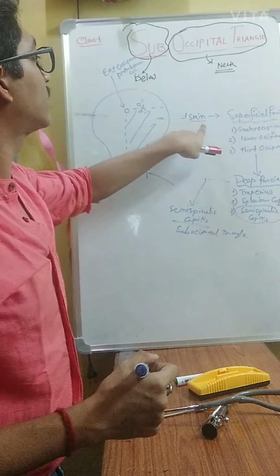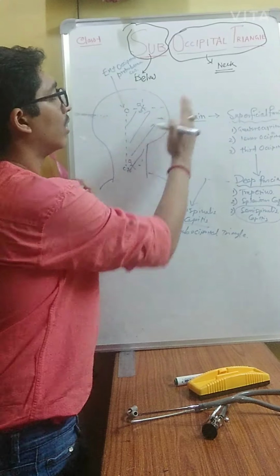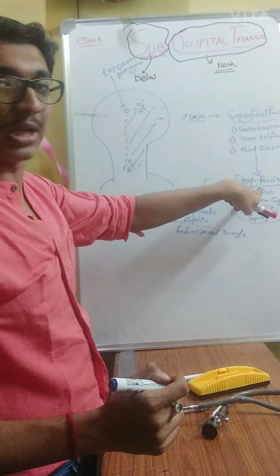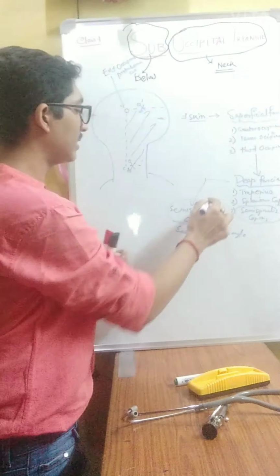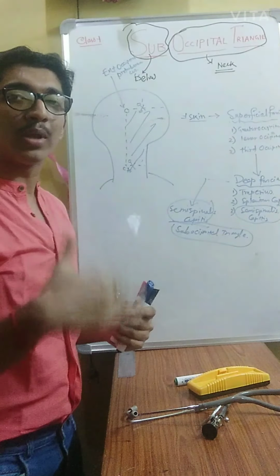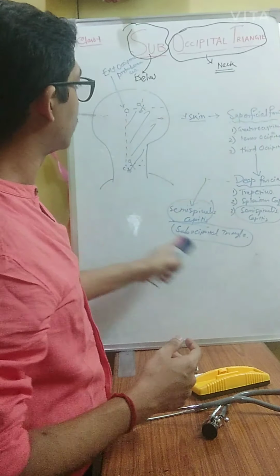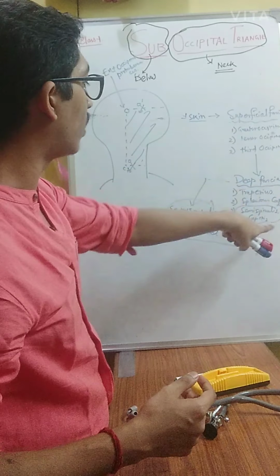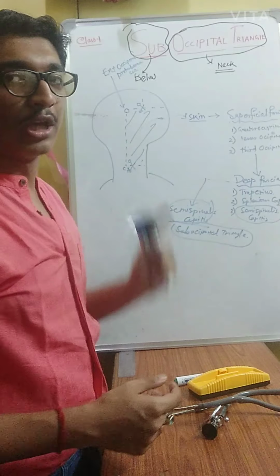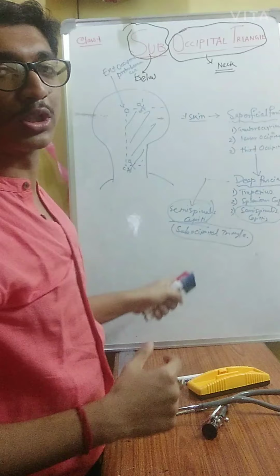So first the skin is reflected like a flap. Next you find the superficial fascia, then the deep fascia, then the semispinalis capitis, and last you will find our suboccipital triangle. This is very important. All these structures, the skin, superficial fascia, deep fascia with these muscles, and semispinalis capitis, form the roof. So this is our first subtopic: how you get to the suboccipital triangle.